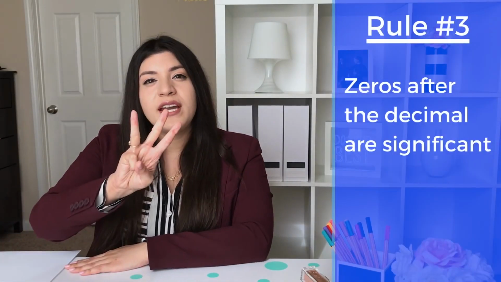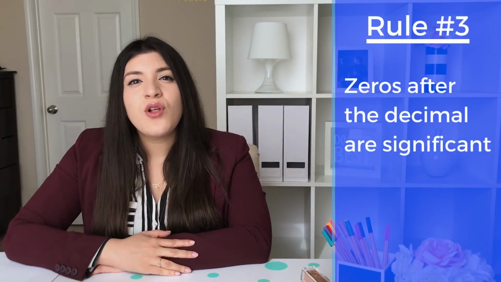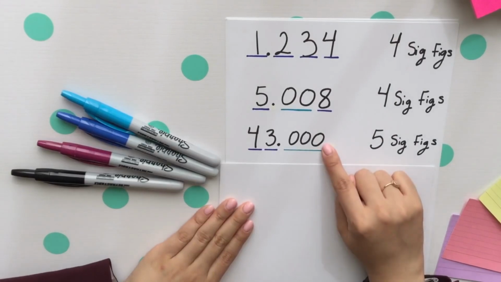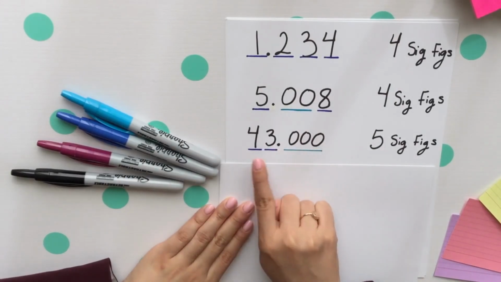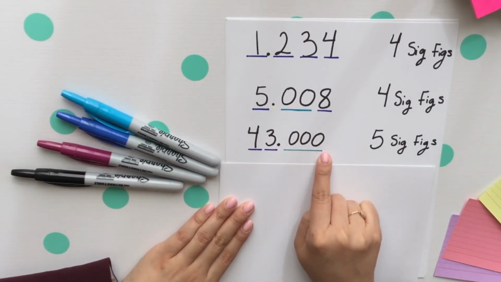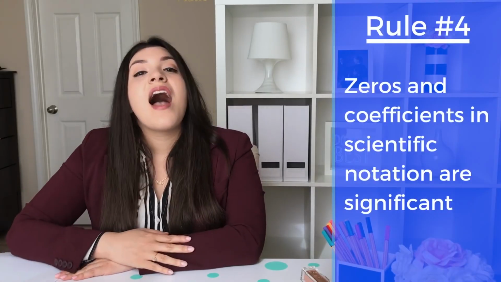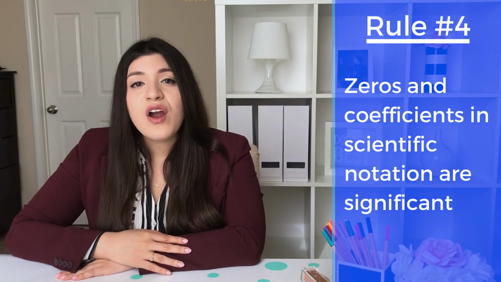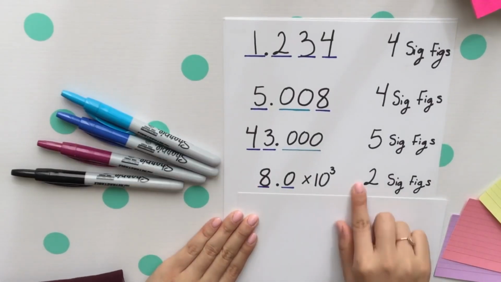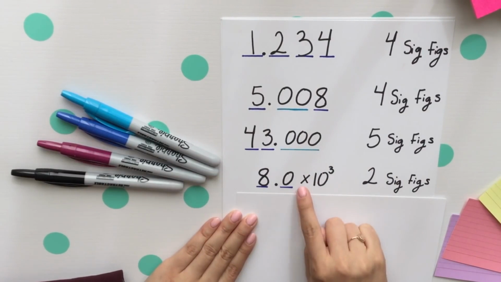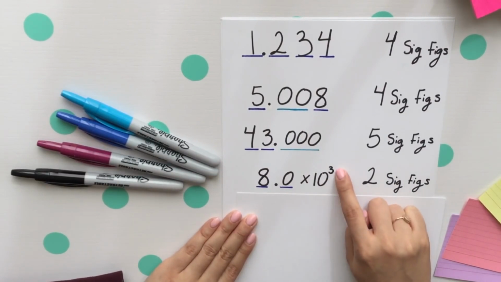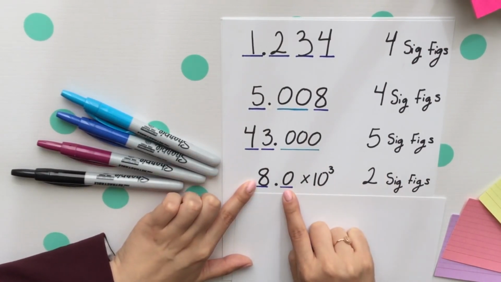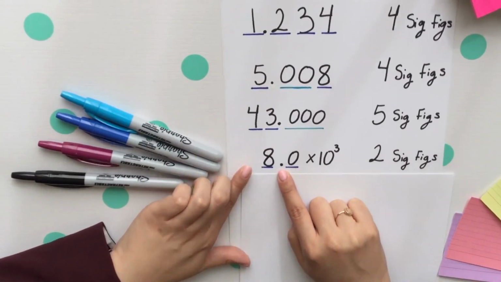Rule number 3, zeros after the decimal are significant. These 3 zeros are after that decimal place, so every single one of these digits is significant. Rule number 4, any zeros in coefficients in scientific notation are significant. Notice we have our scientific notation with something being multiplied by 10 to some sort of power. This 8 and this 0 are significant.